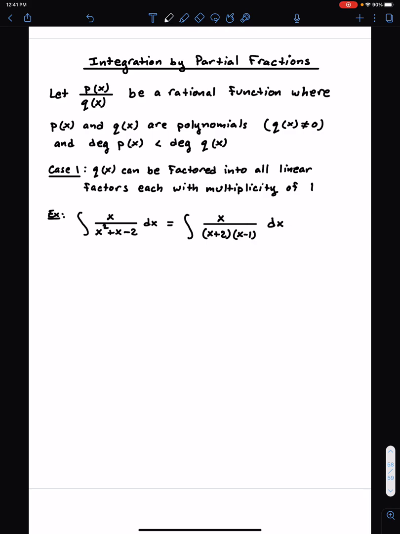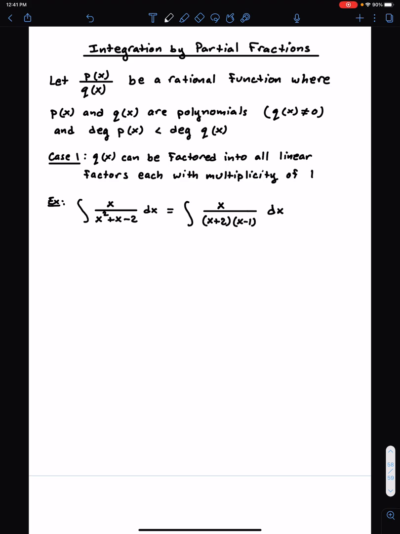So for example, the integral of x over x squared plus x minus 2 dx. If I factor, I get x over x plus 2 quantity x minus 1. I'm going to set up partial fractions to determine the two fractions where this came from. So a over x plus 2 plus b divided by x minus 1 is equal to x divided by x plus 2, x minus 1. My goal is to solve for a and b.